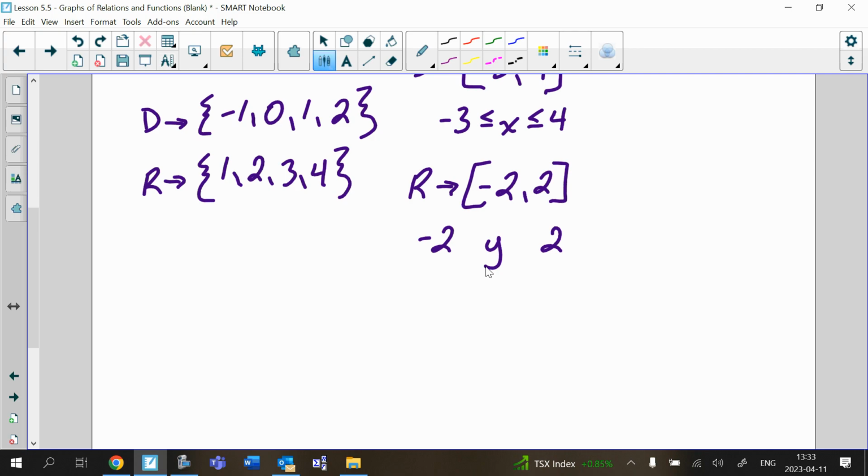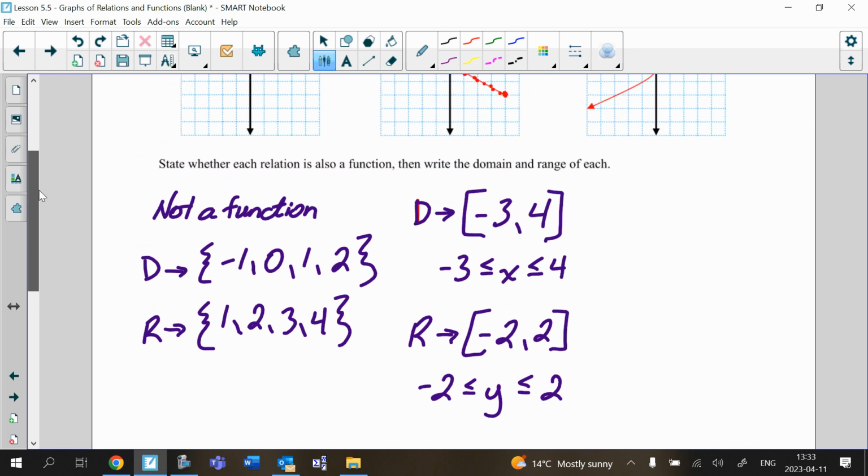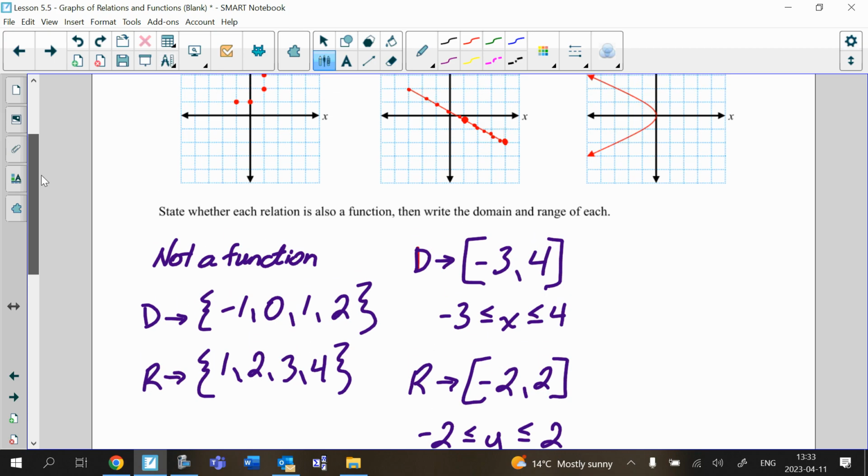Now, is it a function or not? Is it possible for any x values to repeat? No. Don't they have to be vertical in order to repeat, just like we saw here? There's actually a really easy way to tell if a graph is a function or not. It's called the vertical line test. If you can draw a vertical line through more than one point on the graph, it's not a function.